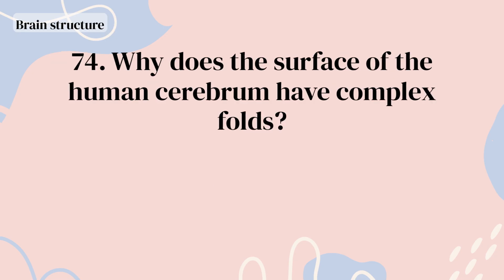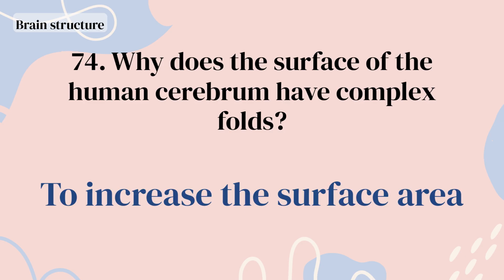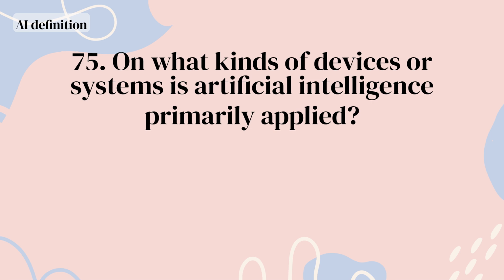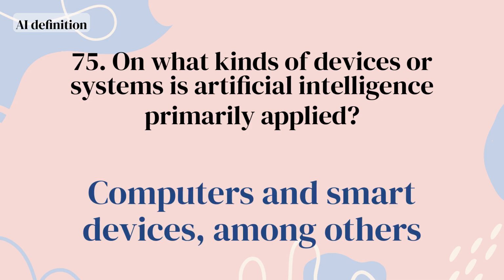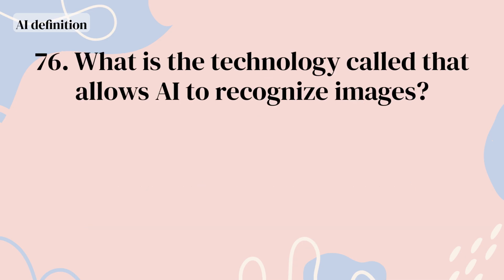Jupiter. Why does the surface of the human cerebrum have complex folds? To increase the surface area. On what kinds of devices or systems is artificial intelligence primarily applied? Computers and smart devices, among others. What is the technology called that allows AI to recognize images?